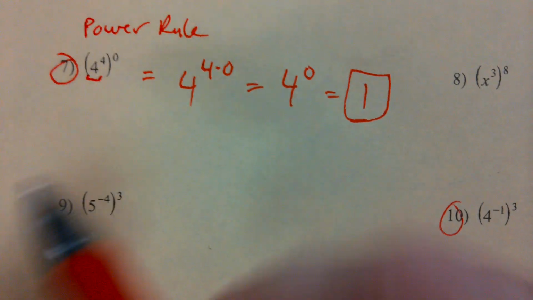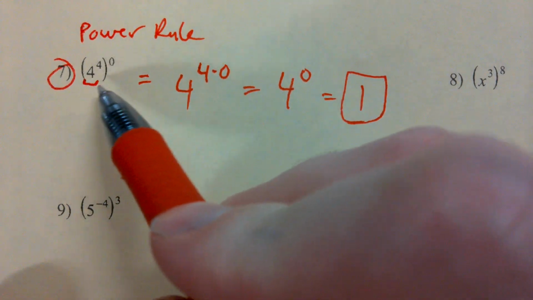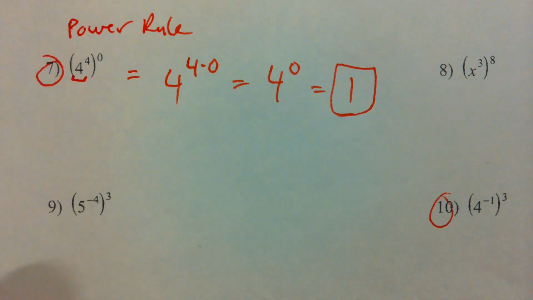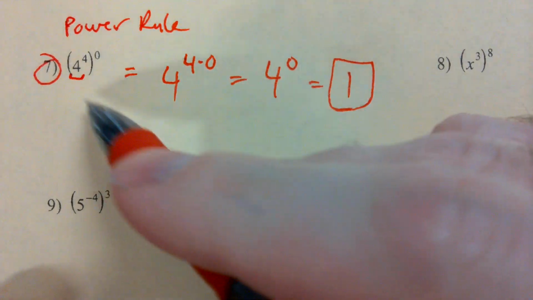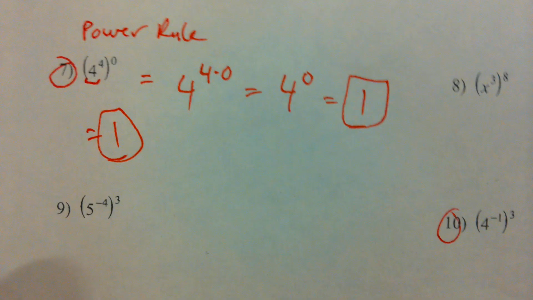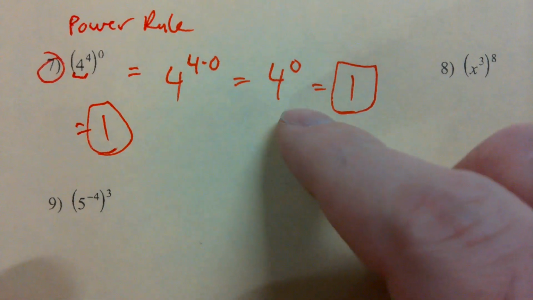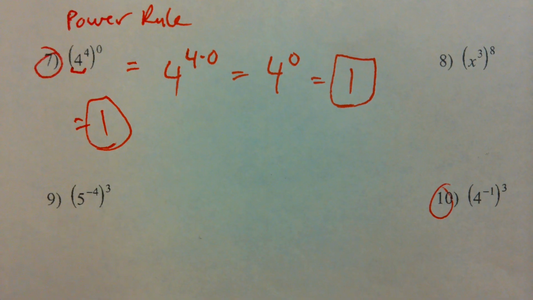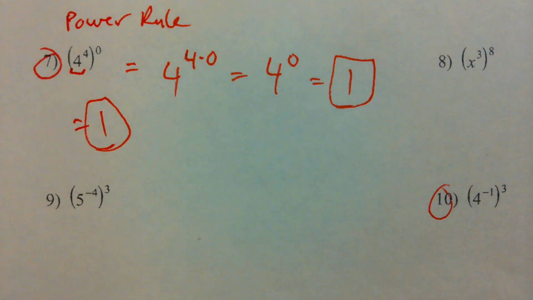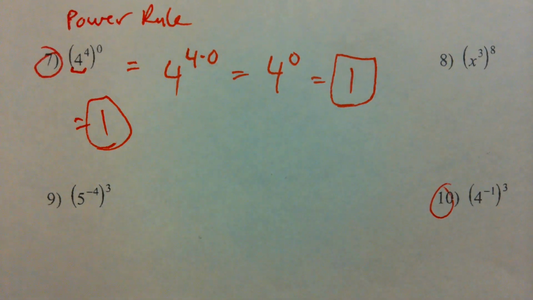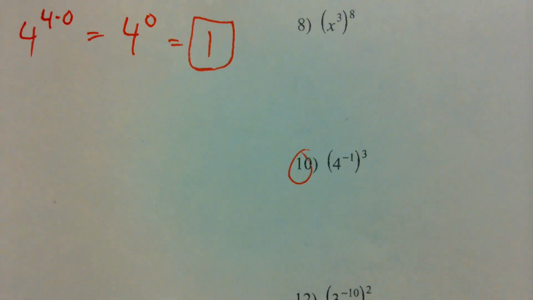Now, you could have also done, well, okay, 4 to the 4th is something. I think it's like 256. So whatever that is, if it's raised to the power of 0, that's just always going to equal 1 anyway. But following the power rule, we see that we get 1 that way as well. Okay, we're going to go through this kind of quick because I want us to get through our review.